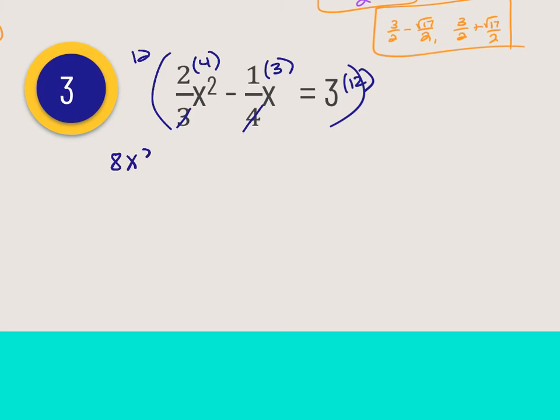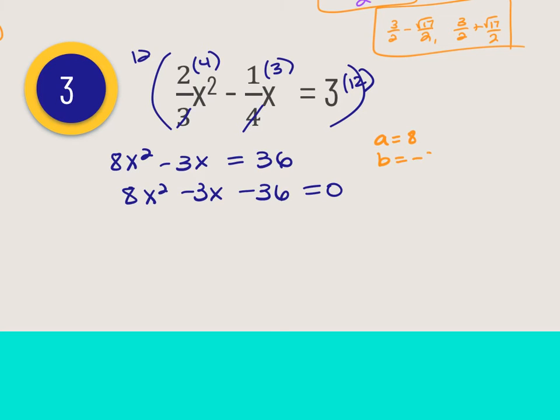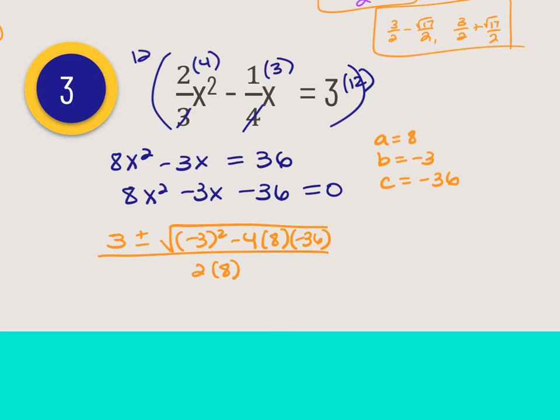I end up with 8x squared minus 3x equals 36. I need that 36 on the side with the other 2. So 8x squared minus 3x minus 36 equals 0. That's now in quadratic form. A is 8. B is negative 3. C is negative 36. Negative 3 becomes a positive 3 plus and minus the square root of negative 3 squared minus 4 times A times C all over 2 times A.